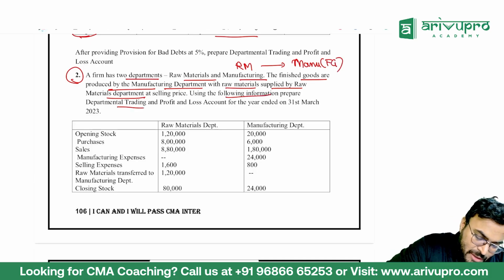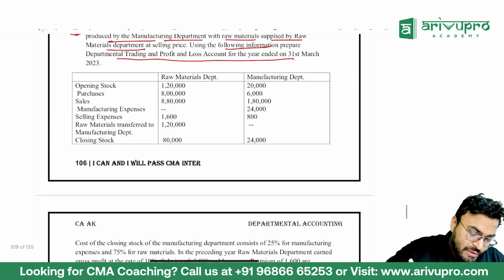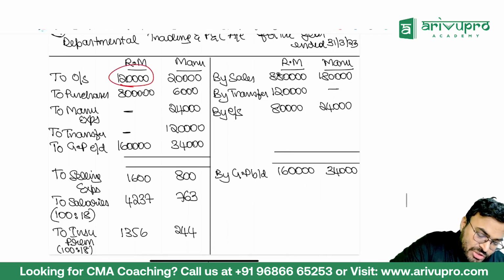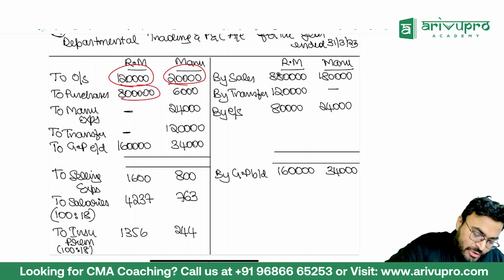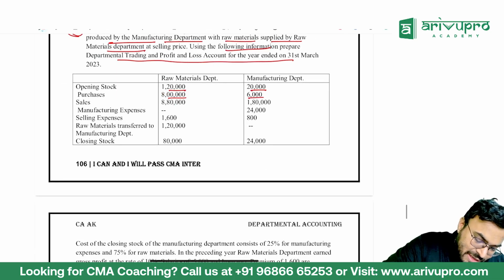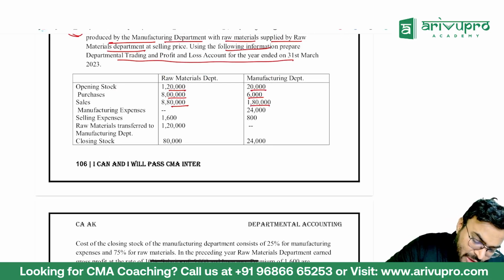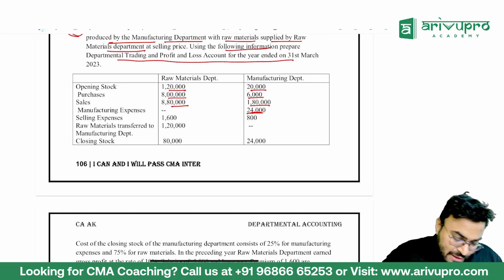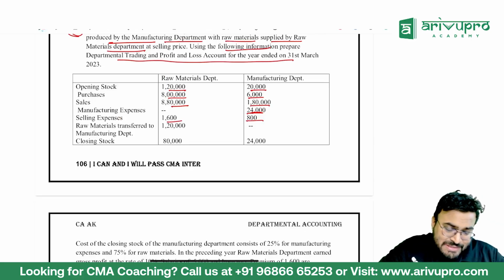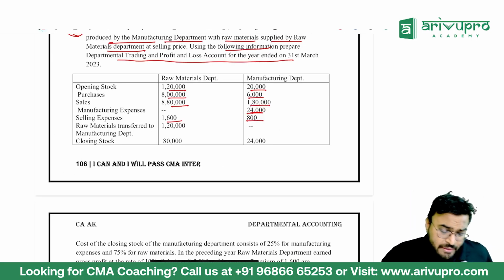Using the following information, prepare departmental trading and P&L account. This is what they have given us. Now, what will you do? Opening stock directly to trading account. All things which are directly given, you are just going to put directly, and purchases directly given, you are just going to enter it directly. Then sales directly given, just enter it into trading account. Then you have manufacturing expense, directly enter it, 0 and 24,000. Then you have selling expense, which has to go to P&L. You can see it in the P&L here, 1,600 and 800.